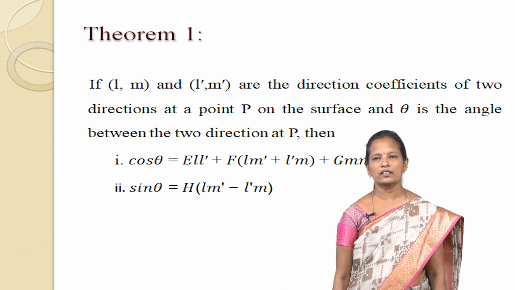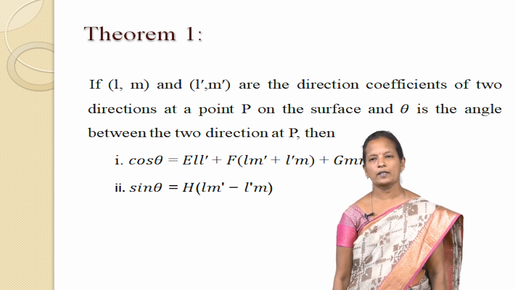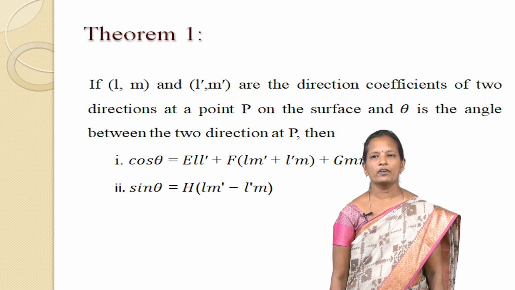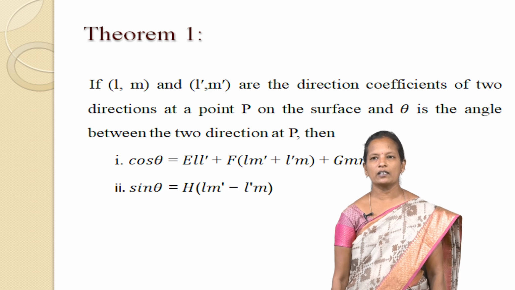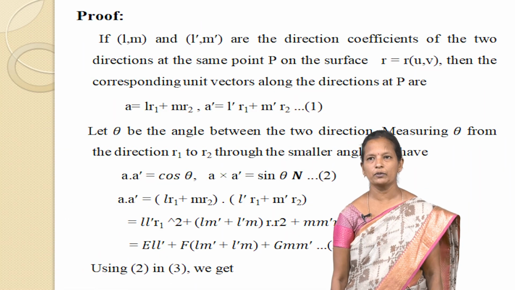Already A dot A dash equals cos theta, as we discussed in the previous modules, and sin theta is A cross A dash into the N vector, isn't it? We have to prove the cos theta value and the sin theta value here. Let's go for the proof.